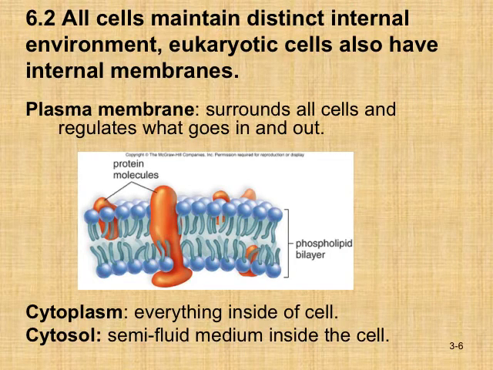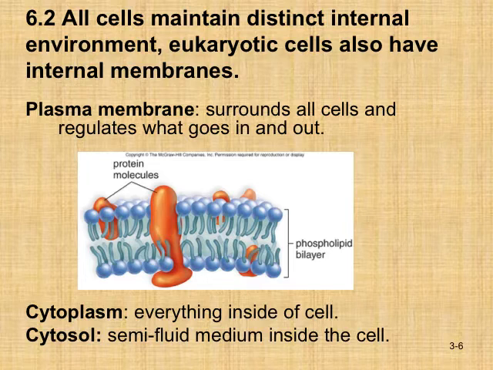All cells, whether they're prokaryotic or eukaryotic, have a plasma membrane that surrounds the cell and controls what goes in and out. And within the cell, they have what's called the cytoplasm, and that's basically everything inside, the semi-fluid medium that's inside the cell and the organelles that are suspended in that.